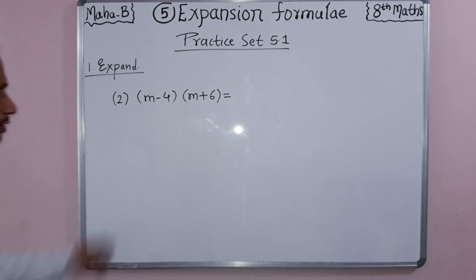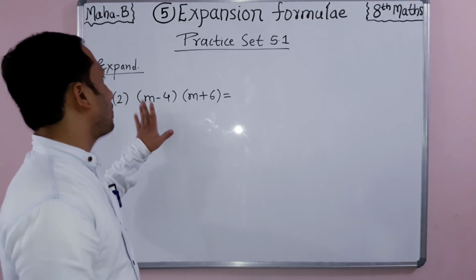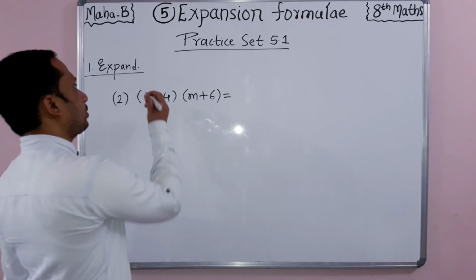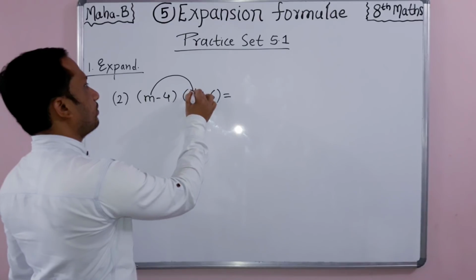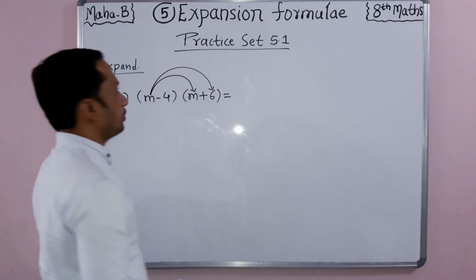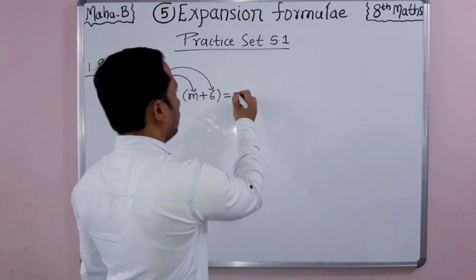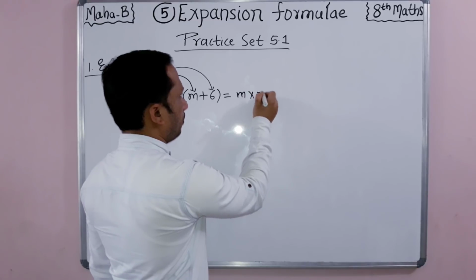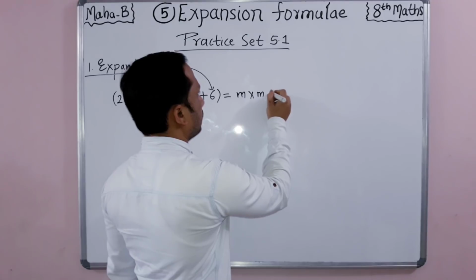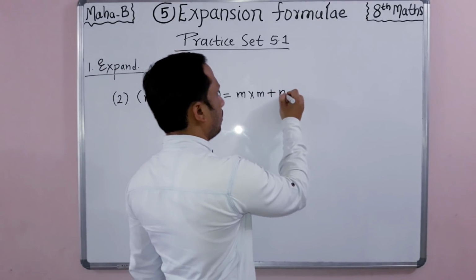Okay students, see this is the second example of your practice set 5.1. Okay, what is the example? M minus 4 into m plus 6. Okay students, again use the same rules, so m into first m and m into second 6. Okay students, so multiply this m into m and m into 6. So what will be the student? First m into m. Okay students, and what is the sign students? Here plus sign, so that's why I write the plus sign. Then what you can write? M into 6.